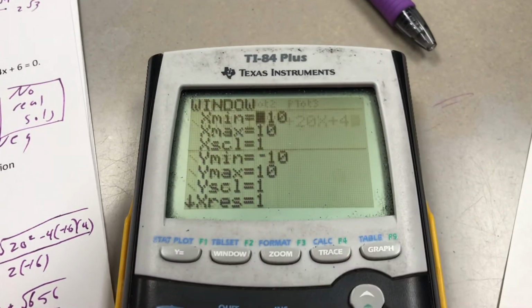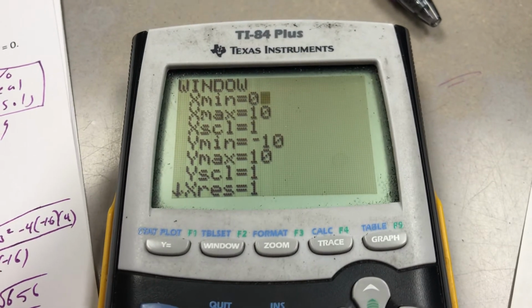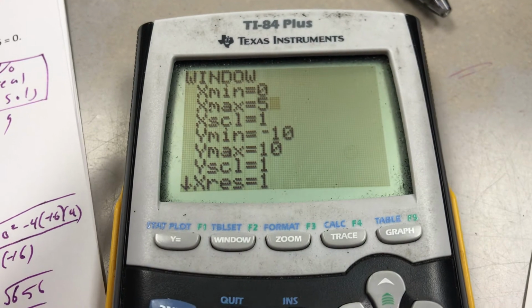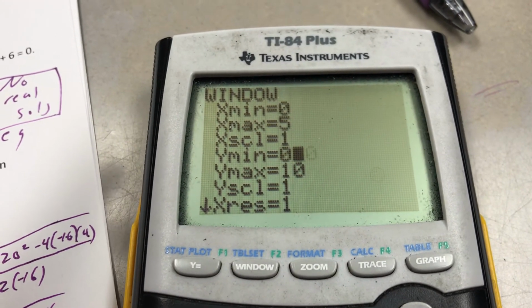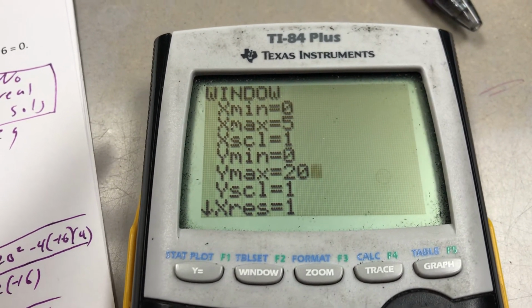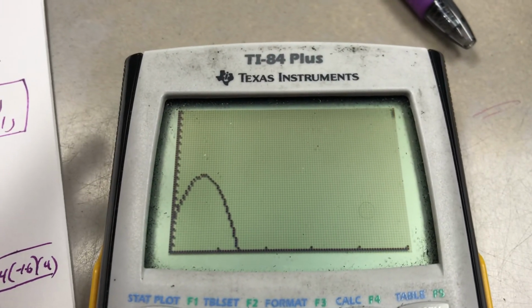I'm going to change my window here. This frog is hopping very quickly, so my x doesn't need to be negative. I'm going to change my minimum to 0. And actually, this is over in well under 5 seconds. And I'm not sure how high he's going to jump, but he's not going to have a negative height, so I'm going to start my y minimum at 0. And let's say he could jump 20 feet high. We know he's starting 4 feet off the ground. So you may have to adjust your window a little bit. Okay, here's our frog jumping.